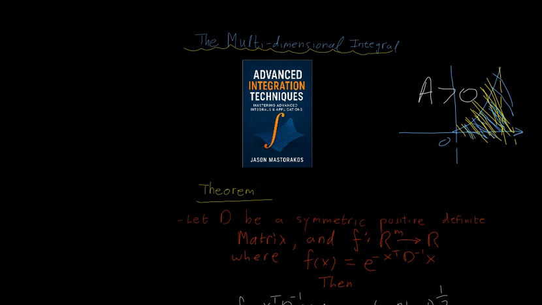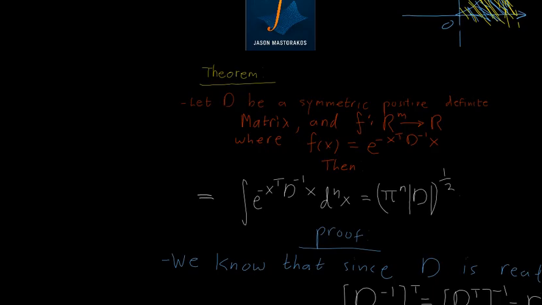Then what we get as a result is an integral of e to the minus x transpose times D inverse times x, taking the differential with respect to x. That n there means that we have n differentials, and this should be equal to little pi to the nth power times the determinant of D all to the 1/2. Okay. All right. So we want to be able to prove something like this. This is what we're aiming to prove. So we have to be able to do this proof.